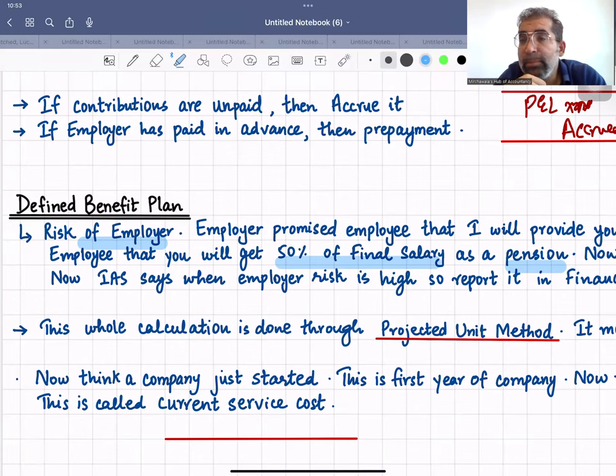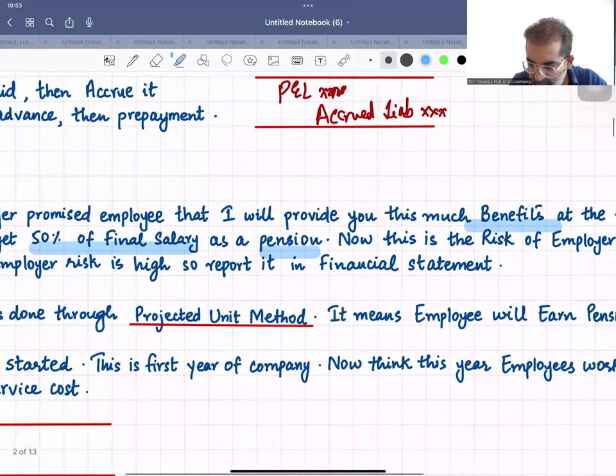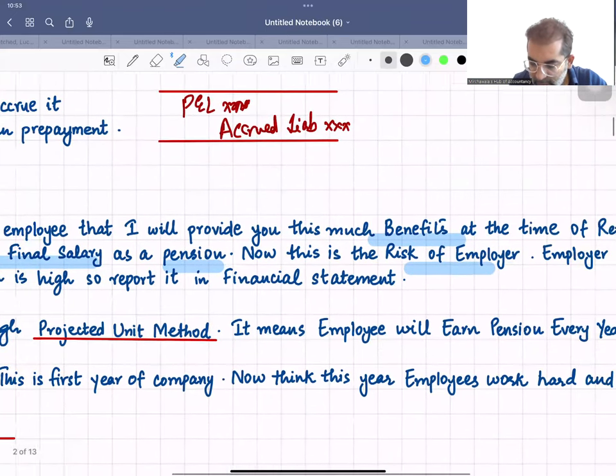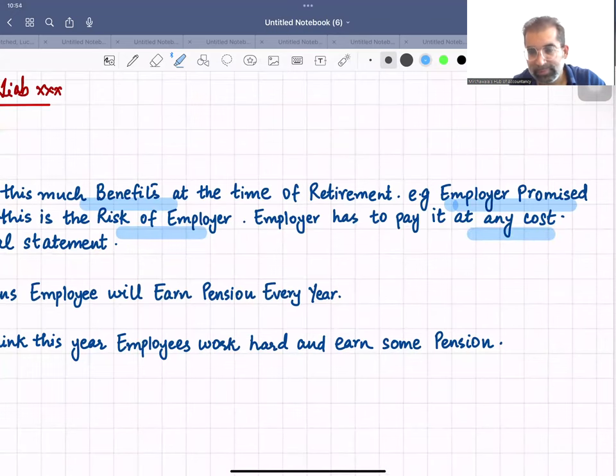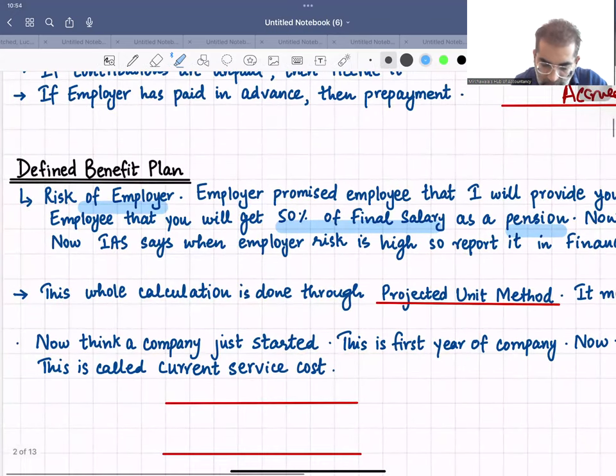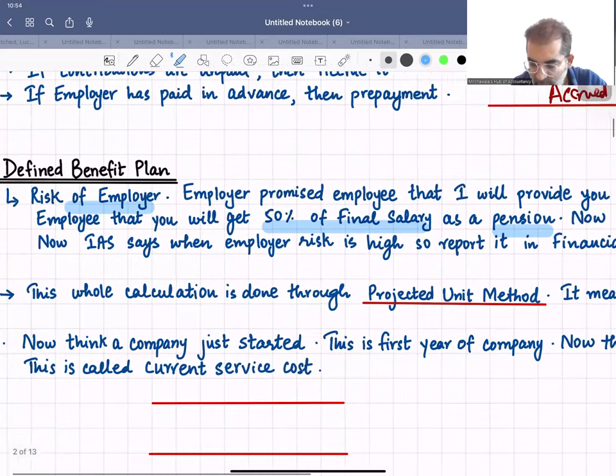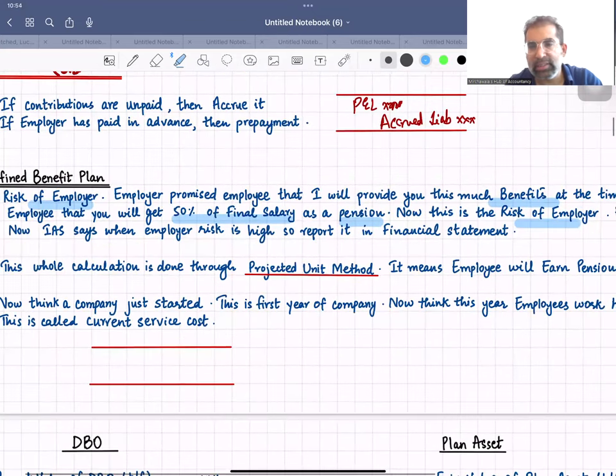So by giving this confirmation as an employer, it's a very big risk on me. When I'm taking risk on my shoulders, I need to reflect it in my books. It's a very common sense thing. This is the risk of the employer, who has to pay it at any cost. Now, IAS says when the employer's risk is high, report it in the financial statements.